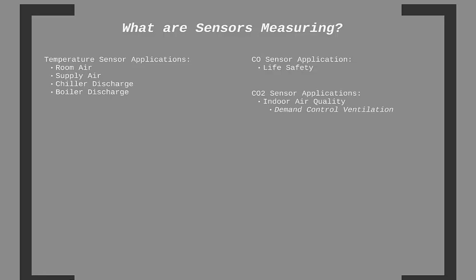Other property measurements can be performed to determine indoor air quality, such as ozone or volatile organic compounds, or VOC sensors. However, these are not as common and will not be discussed in this course.